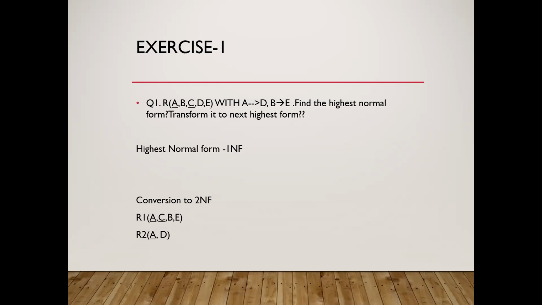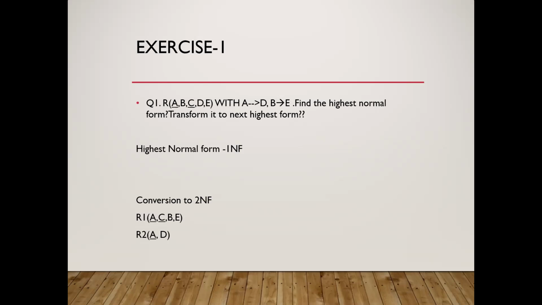How to convert it? We can put the partial dependency attributes into a new relation. Yeah, that is R2. R2 contains A and D with A as the key. Then the remaining attributes, that is A, C, B, E, are put in another relation R1. Here AC is the candidate key. In the AD relation, A itself is the candidate key. Both relations are in 2NF, right? Yes, it's 2NF.